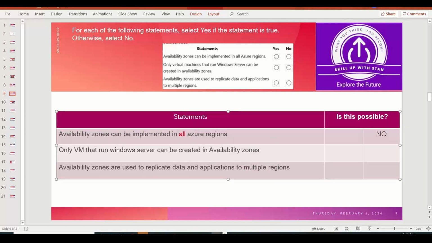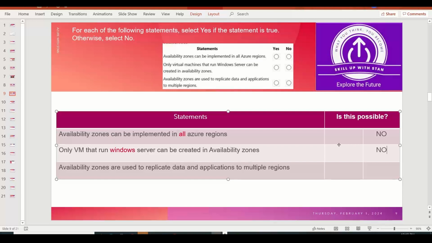Only a VM that runs Windows Server can be created in availability zone. No, you can create virtual machines running Linux or Windows, and you can create them in whatever availability zone. So the answer is no. The question is distracting. They are saying only Windows Server can run on different availability zones and you can get tolerance. It's not the case. You can even create a Linux virtual machine and place it in a different availability zone.